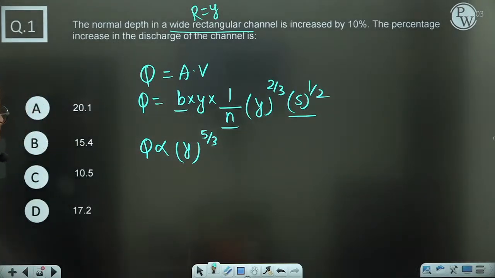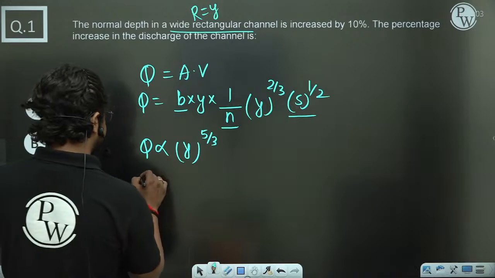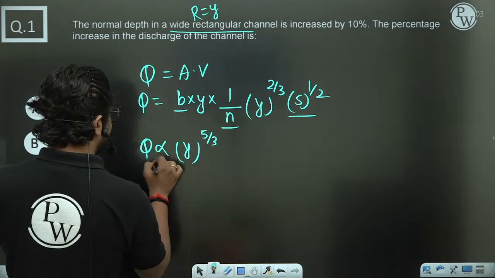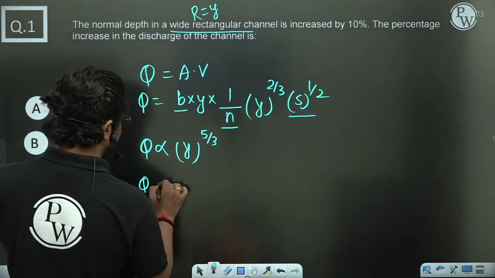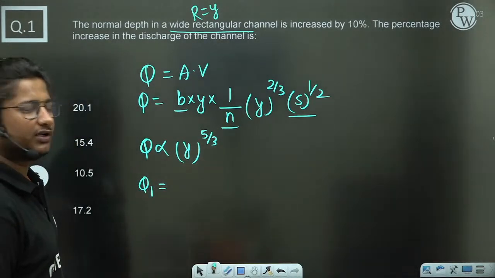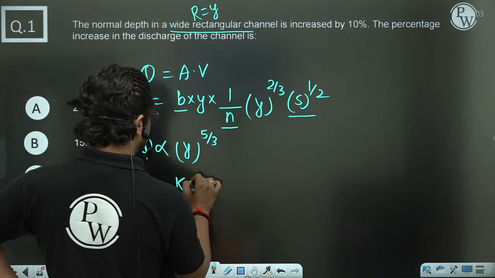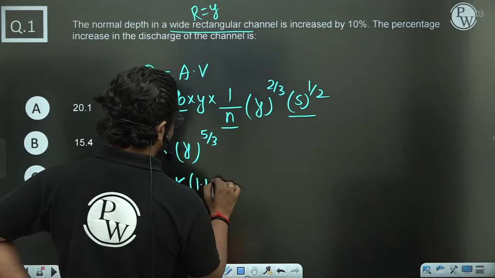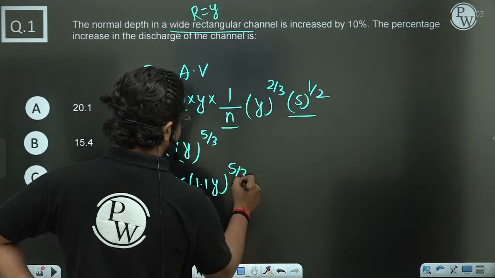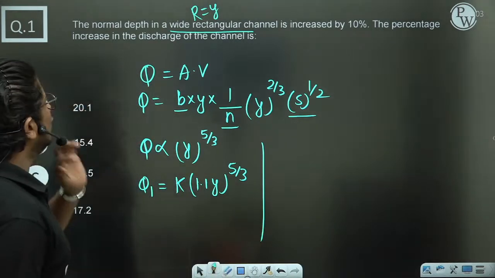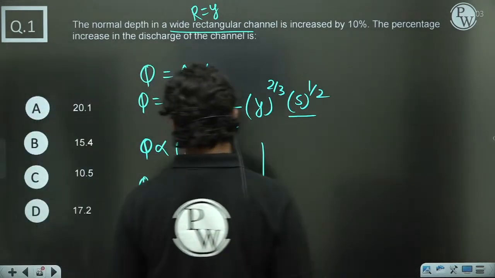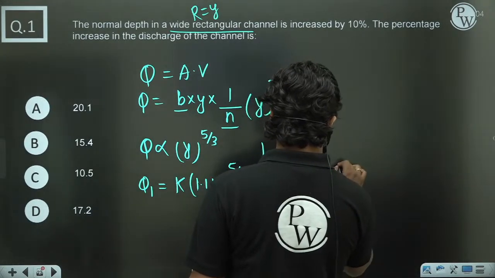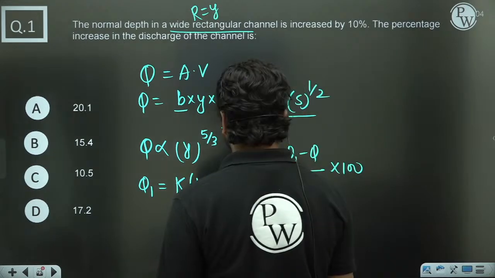Okay. Now if you look at, my dear, first we have the first case, Q1. For Q1 it will be what? K, in place of y, I am writing a 10% increase, so it will be 1.1 y to the power 5 by 3. Now percentage increase in discharge, if somebody is asking you, that means Q1 minus Q divided by Q into 100. That is the percentage increase in discharge.